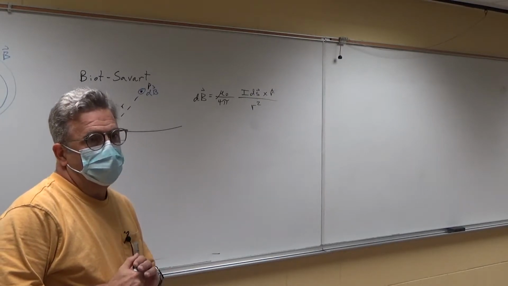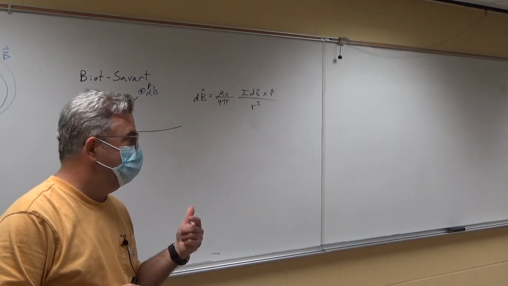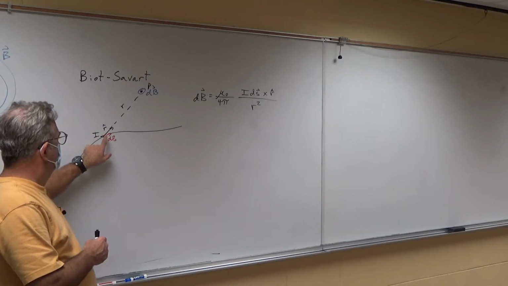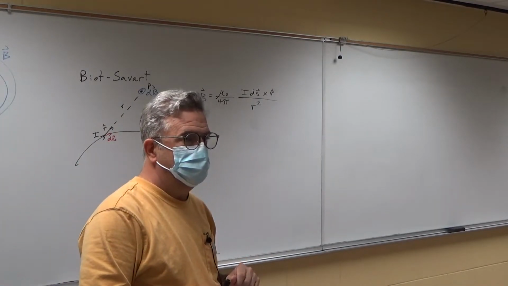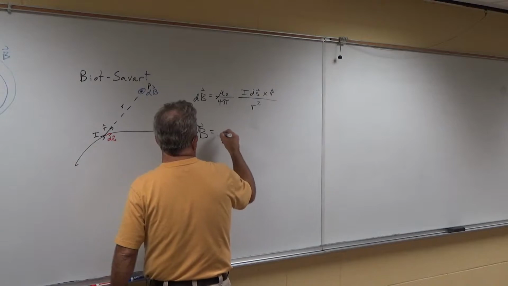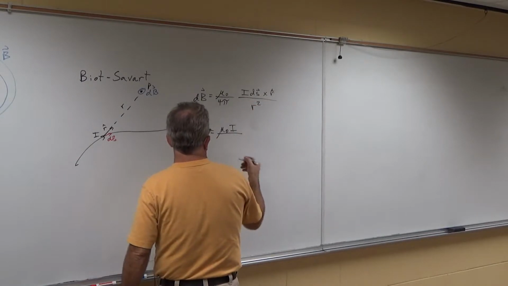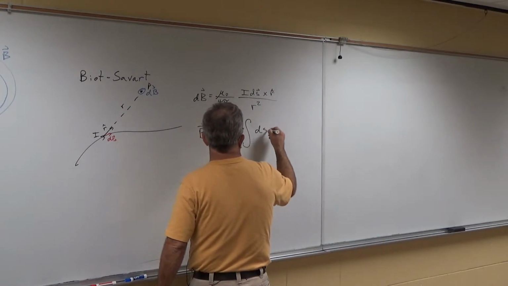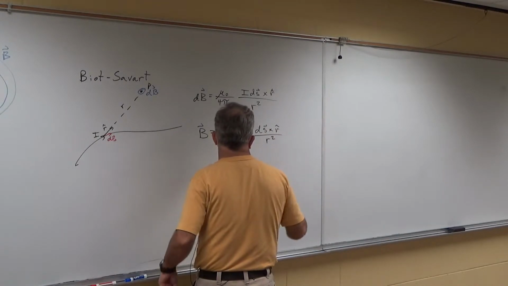We haven't talked about the cross product very much as far as all the technical aspects of it, but it's basically a vector that's perpendicular or normal to the plane formed by ds and r hat, and the magnitude depends on the angle between them. To calculate B, integrate: for a constant current, B is mu naught I over 4 pi times the integral of ds cross r hat divided by r squared.